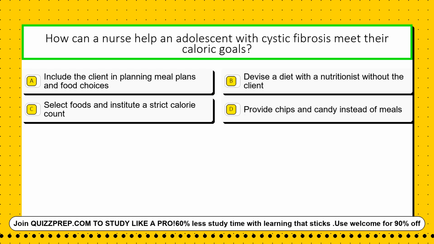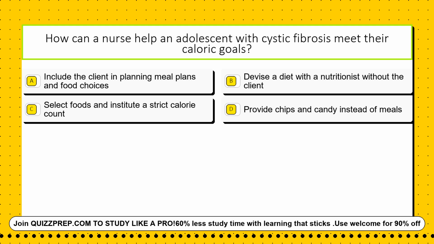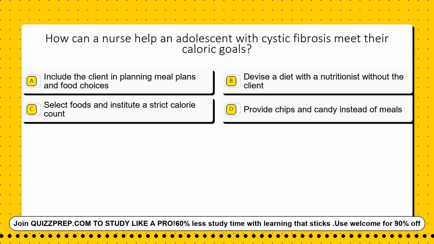Question 104. How can a nurse help an adolescent with cystic fibrosis meet their caloric goals? Option A. Include the client in planning meal plans and food choices. Option B. Devise a diet with a nutritionist without the client. Option C. Select foods and institute a strict calorie count. Option D. Provide chips and candy instead of meals.